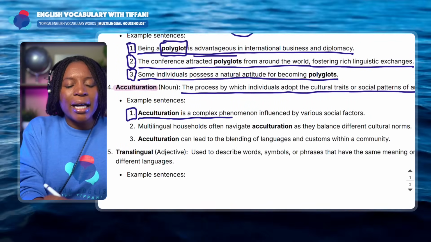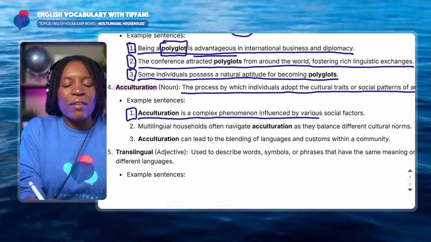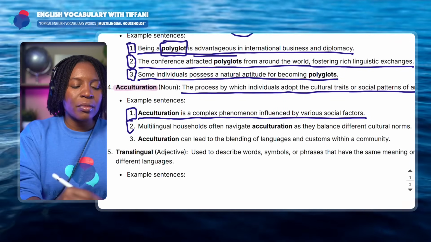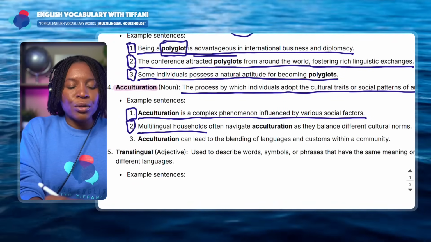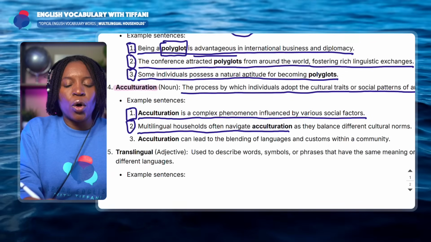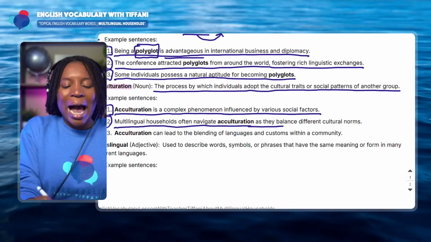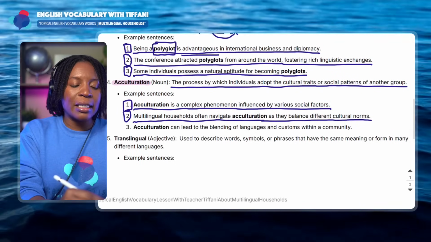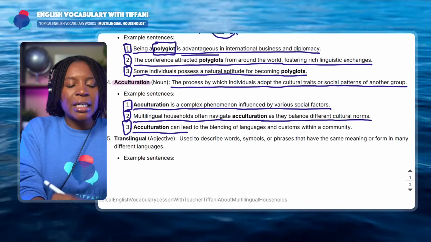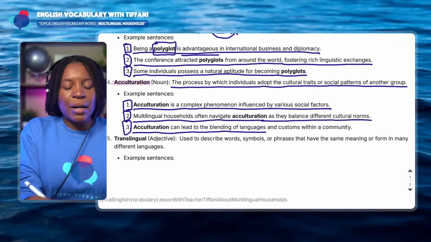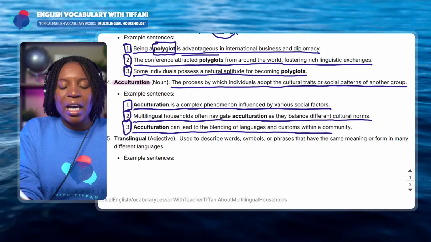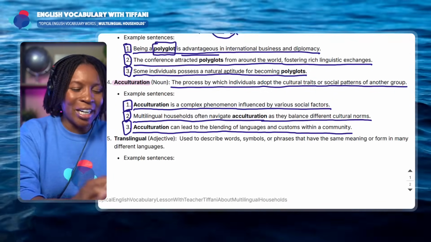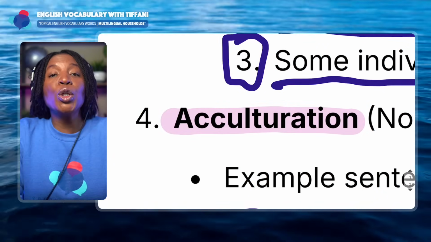Acculturation is a complex phenomenon influenced by various social factors. Next, multilingual households often navigate acculturation as they balance different cultural norms. And finally, acculturation can lead to the blending of languages and customs within a community. You got it? Good. Again, number 4, acculturation.